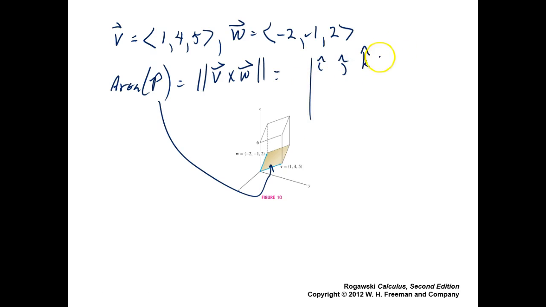Set up your determinant. And I like to modify that determinant by putting the extra 2 columns in there. And the one that's listed first, V, we'll put here 1, 4, 5, 1, 4. And W is -2, -1, 2, -2, -1. Okay? And then do the diagonals.